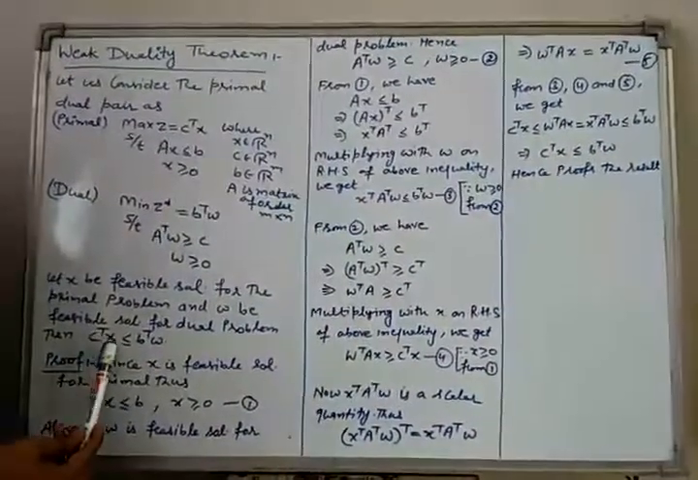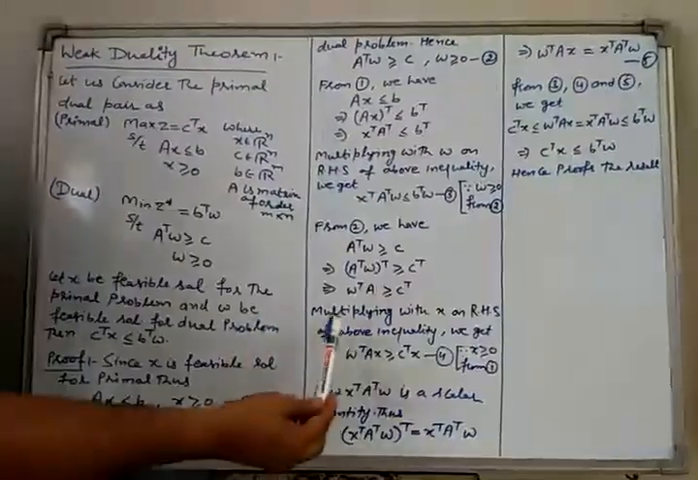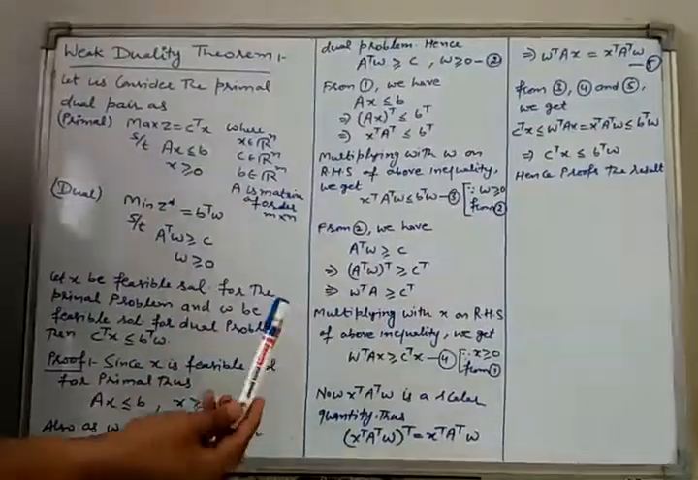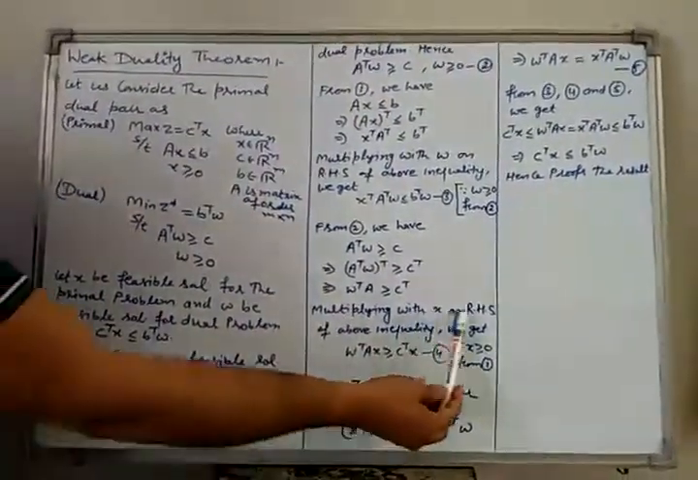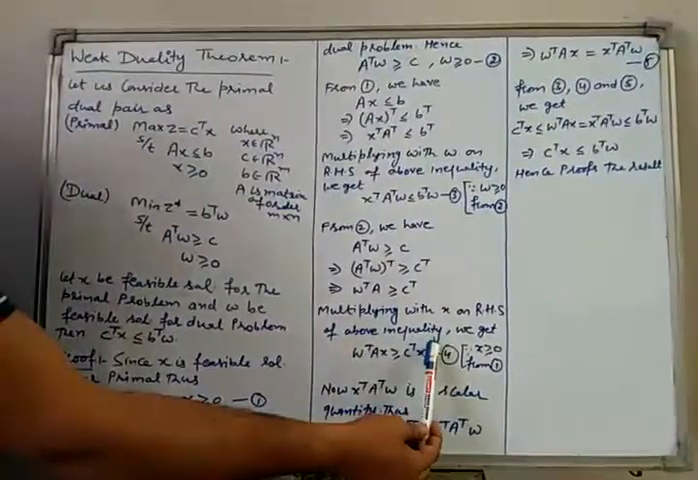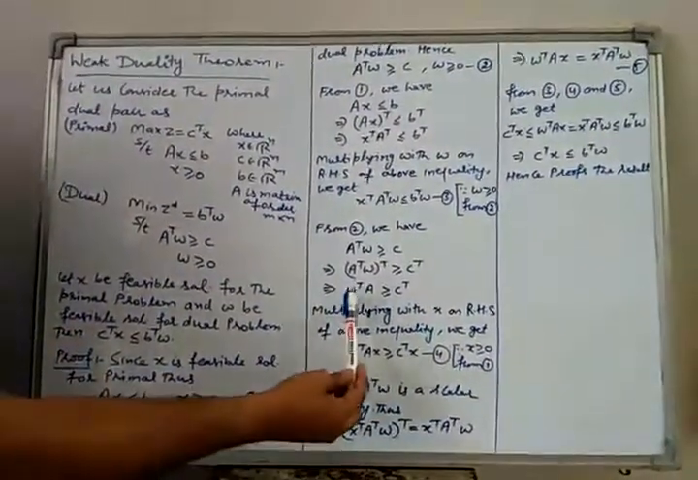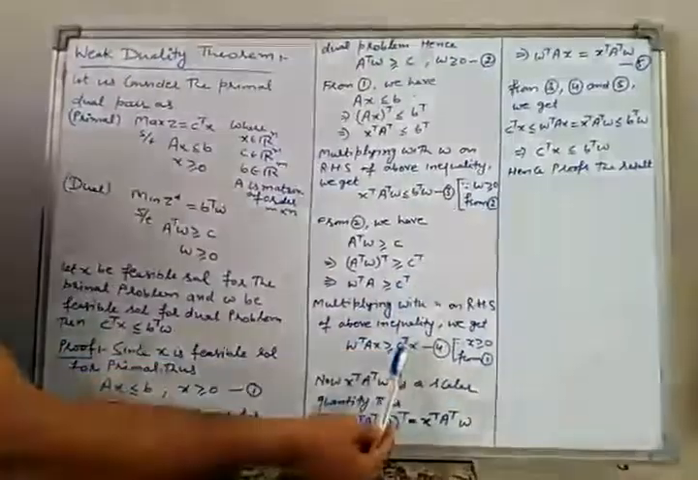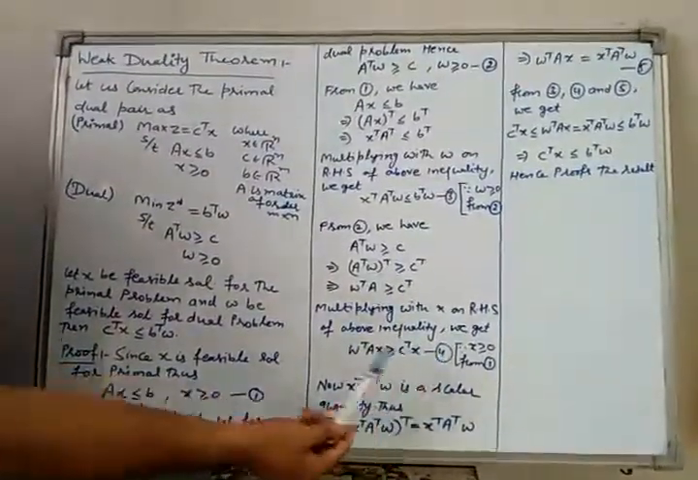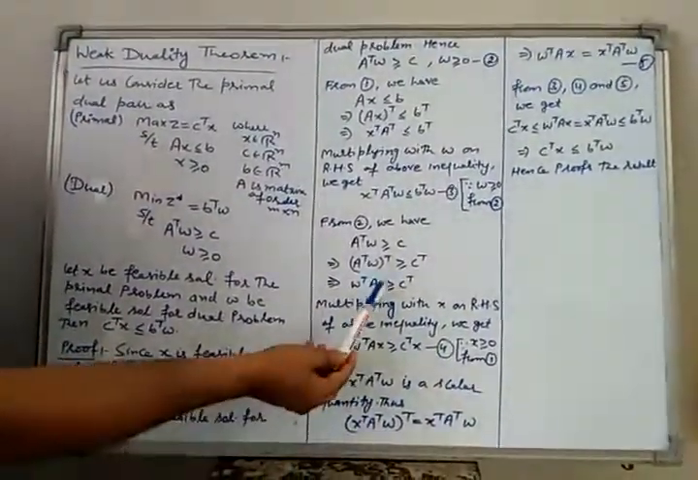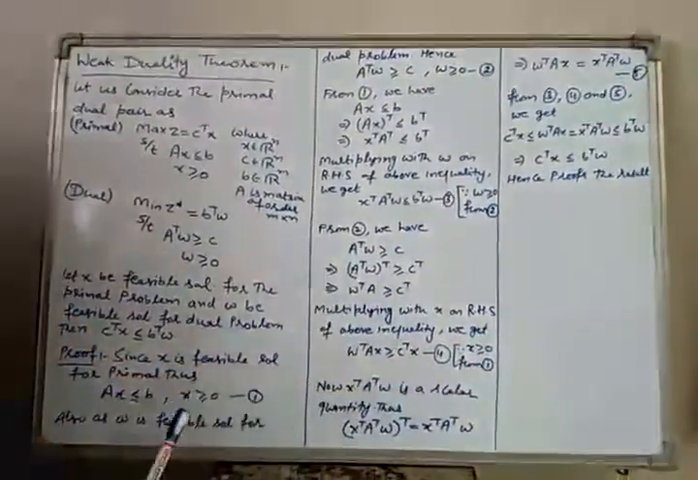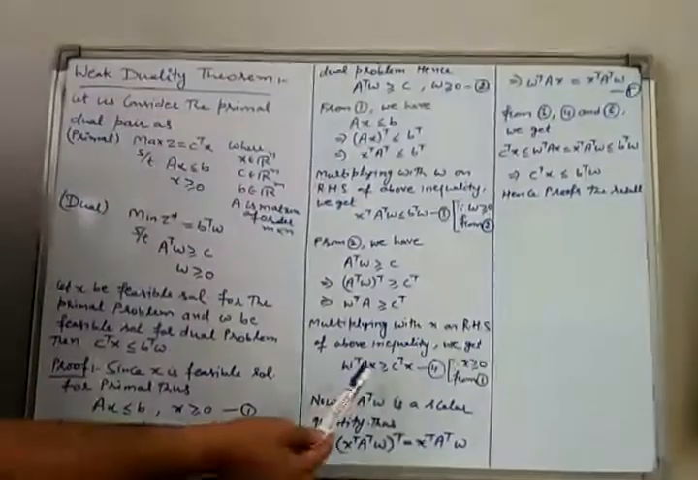Now we want X with C transpose. Therefore, again there is the concept of pre-multiply or post-multiply. I multiply with X on the right hand side of the above inequality. We get W transpose capital A into X greater than or equal to C transpose X. This is equation number 4. Again the sign is preserved here because X is greater than or equal to 0 from equation number 1.